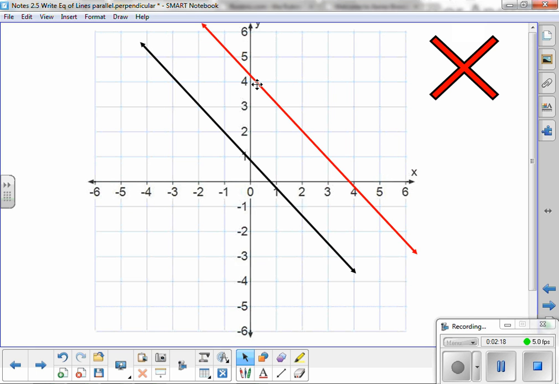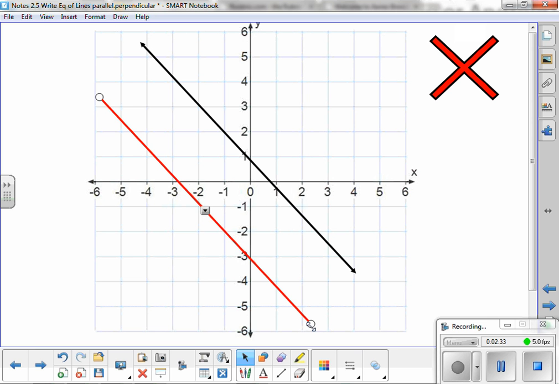If they say they want a line parallel to the black line, but it's going through the point (-1, -2), which is a point way down here, it should still be parallel, so it should still have the same slope. So parallel lines do have the same slope. I'll go over that in a minute though.